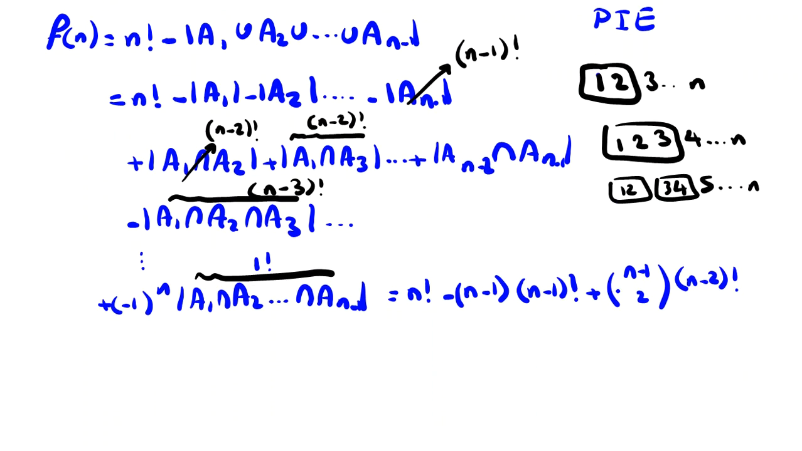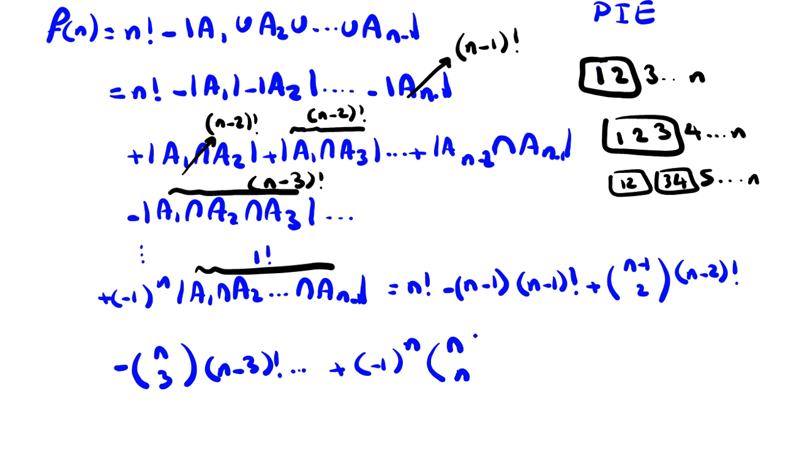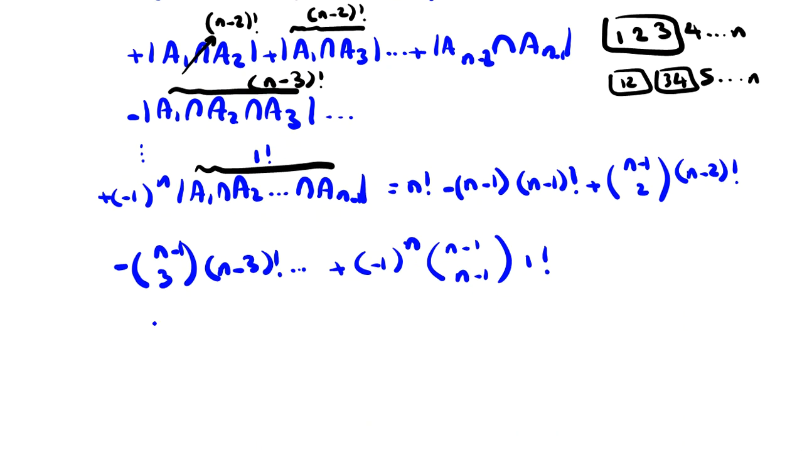And if we write the rest of that, it will be negative n choose 3 times n minus 3 factorial, plus negative 1 to the power of n times n choose n times... let me correct it, all of them n minus 1, and n minus 1 choose n minus 1 times 1 factorial. And if I want to write all of them as a pattern, I can say it is n minus 1 factorial.